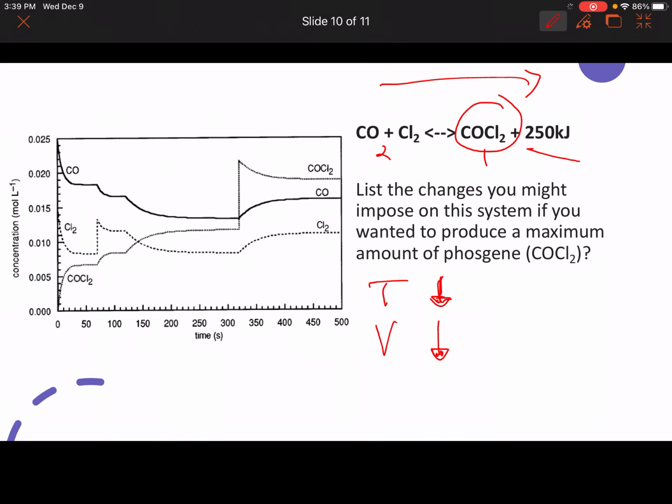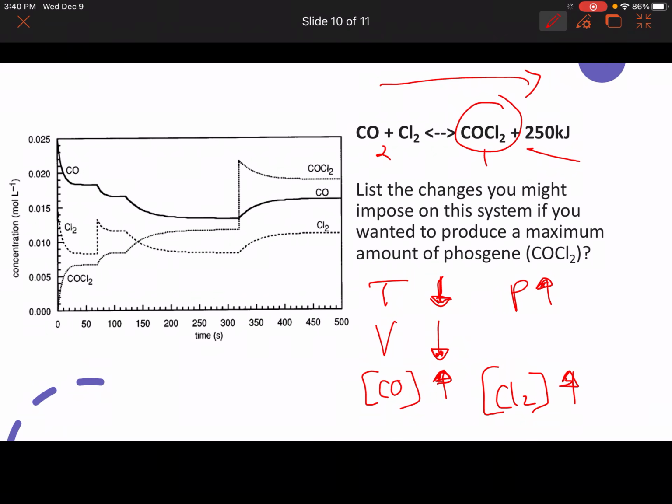That would also help. We could also increase the concentration of CO. That would cause equilibrium to shift to the right, and we could also increase the concentration of chlorine gas, and that would also shift equilibrium to the right. So those are all things that we could do. I guess pressure I should list here too. If volume is decreased, that means that I could increase pressure. So all of these things are going to increase the concentration of the phosgene, the COCl2.